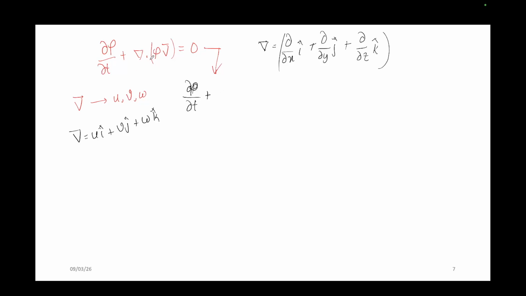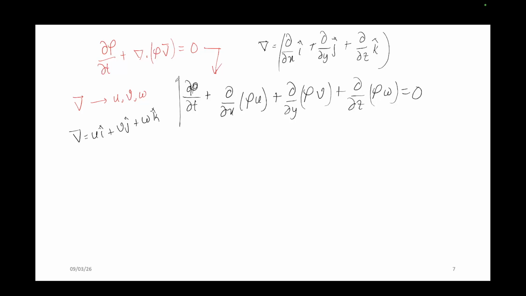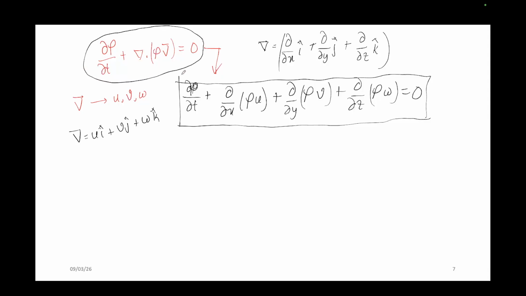So now, from this, what I will get is this format: ddx of rho u plus ddy of rho v plus ddz of rho w should be equal to 0. So this is the equation I am getting. The important thing is that you please remember this, so that it will be quite easy for you.